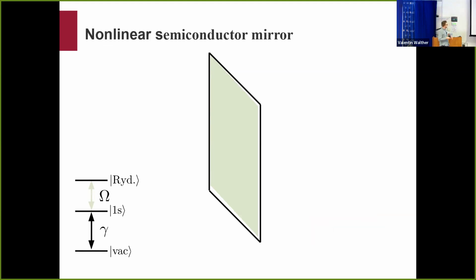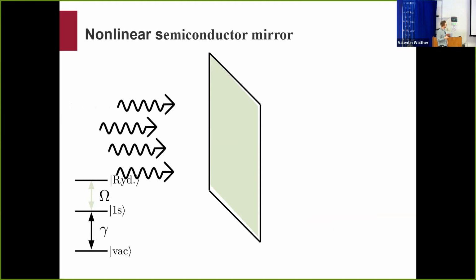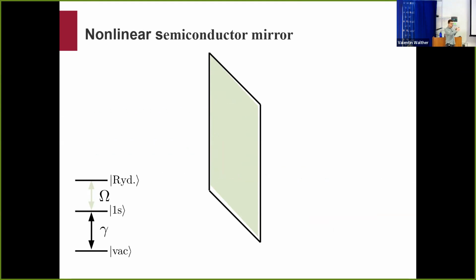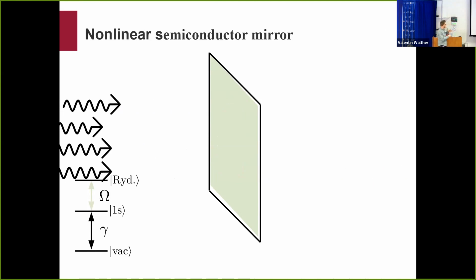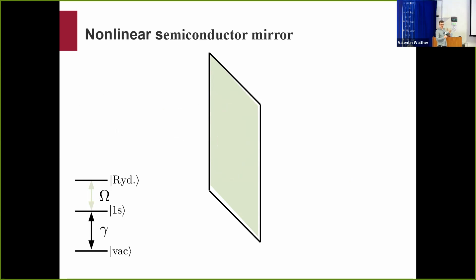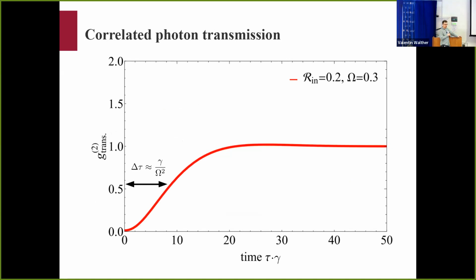So now, what's the naive expectation of this mirror? If we now send not one photon but many photons onto the system, then we expect that one goes through the mirror. It creates an excitation, and while that excitation is there, EIT is broken, and the remaining photons just leave the mirror. So they are reflected. And under some assumptions, the light field that is transmitted can be calculated analytically in this case.